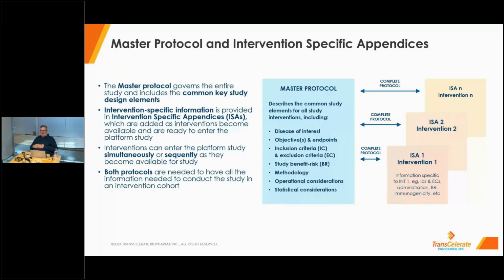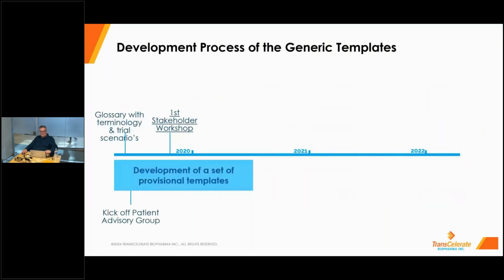And it's important to realize that both the master protocol and the relevant intervention-specific appendices are needed to have all the information that's needed to conduct the study in a specific intervention cohort. Next slide.